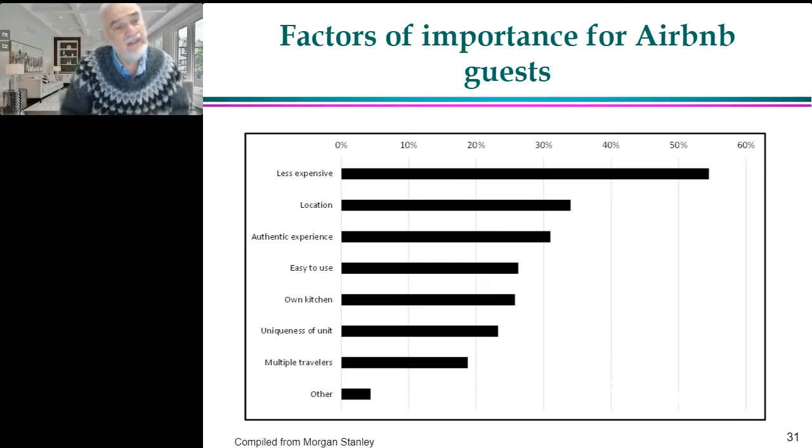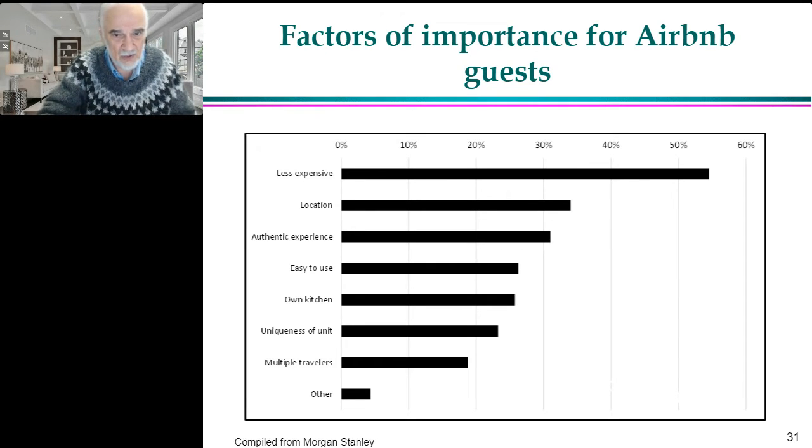prefer. And then the experience: if it's a great experience, sometimes the host helps you, shows you around the city, and so on and so forth. Easy to use. Sometimes you want to have your own kitchen, you want to stay in a house, you come with the family, uniqueness of the units. So all of these are factors that the business model enables you to do.